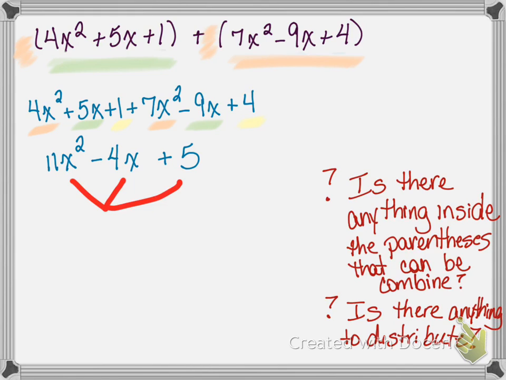I stop. One of the mistakes students make is they don't stop right here. They're like, oh, I'm going to combine 11x squared and negative 4x. You can't combine those. You're done.